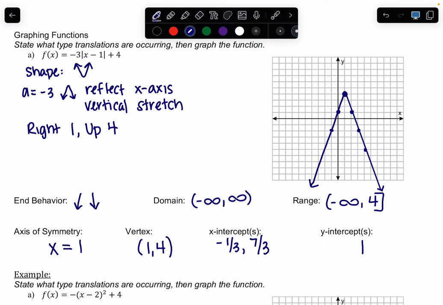Questions? Something to notice: the x value of your axis of symmetry will always be the x value of your vertex. And the y value of your vertex will always match the y value of your range. Any questions?